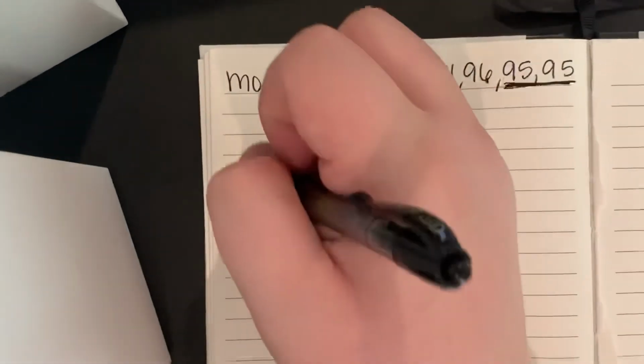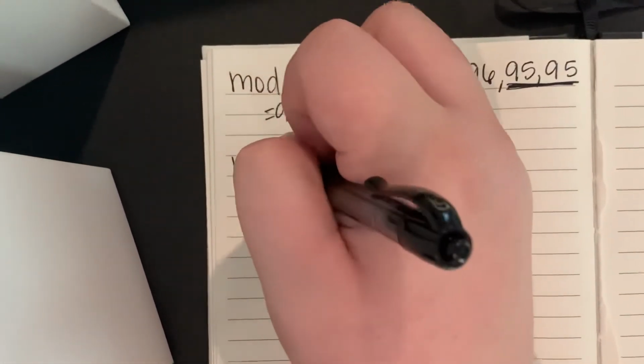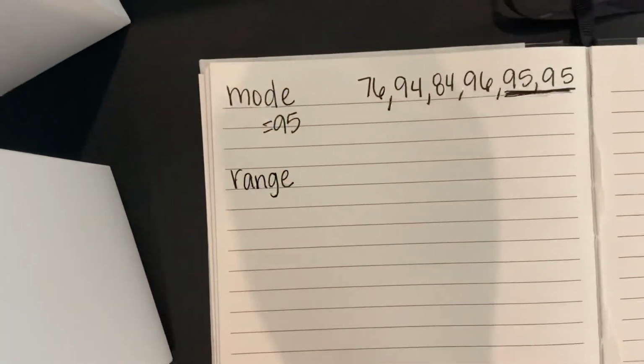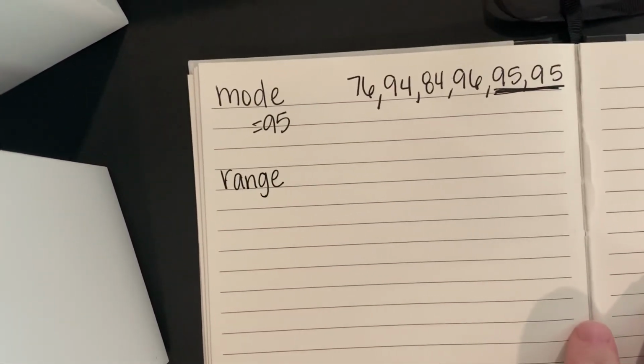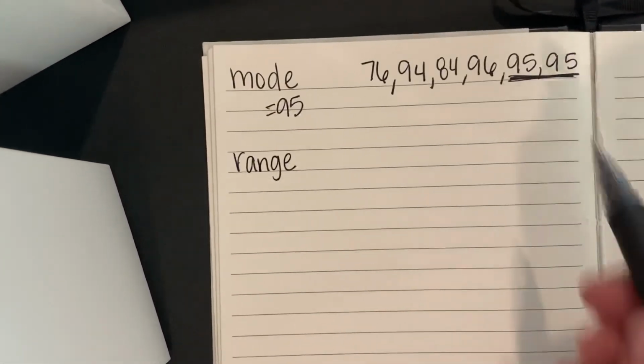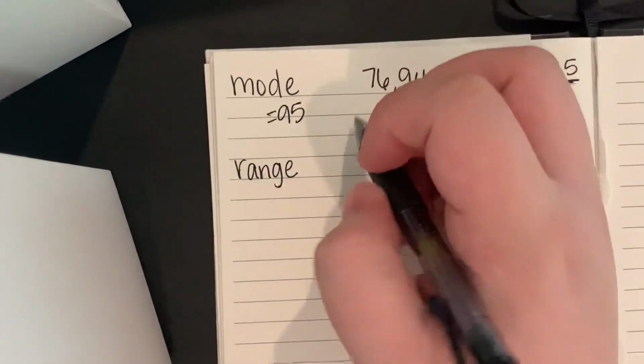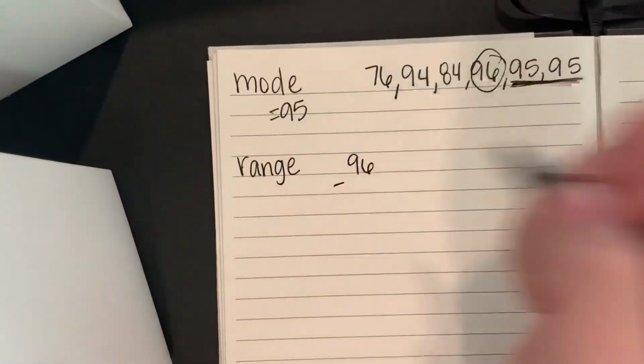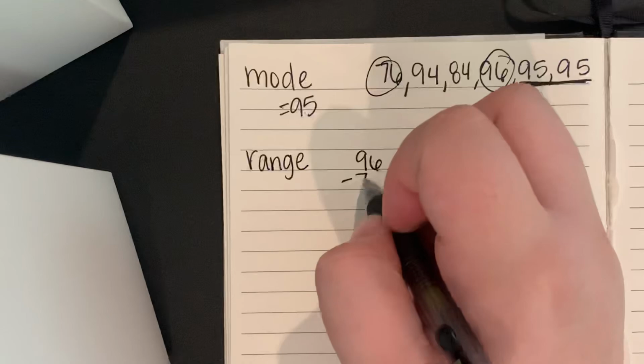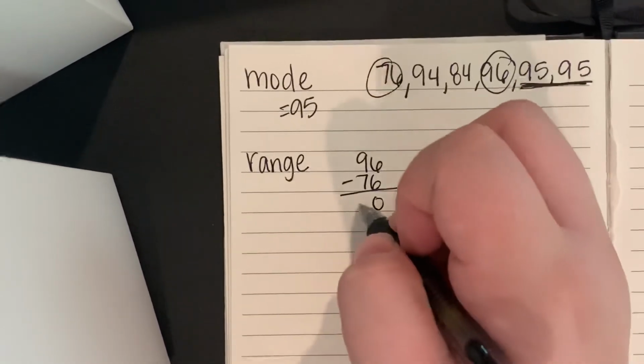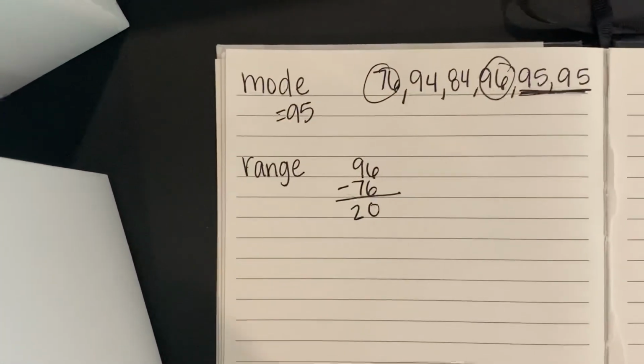And then lastly, we have our range, which is again like our difference, or our largest number minus our smallest number. I can see that my biggest number is 96. My smallest number here is 76. And when I subtract those, I'm going to get a nice round number of 20.